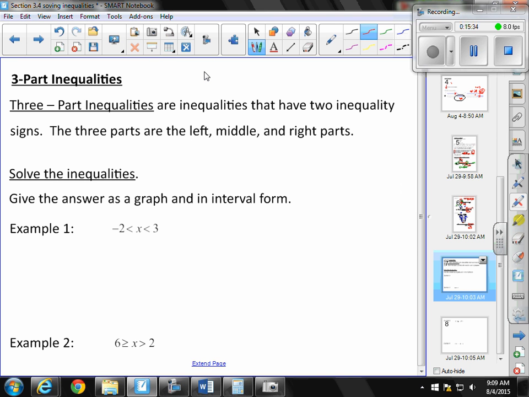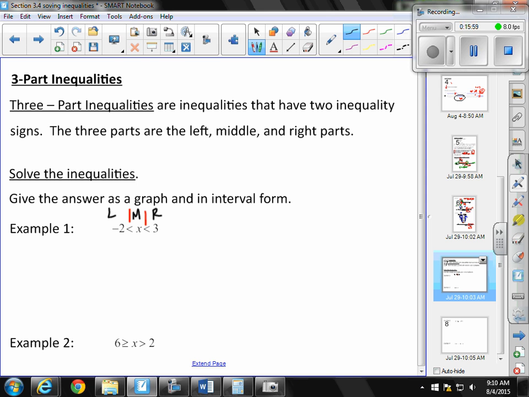The next thing we're going to talk about are three-part inequalities. Three-part inequalities have two inequality signs. So if we look at example number 1, you have two inequality signs here. You have the stuff on the left, the stuff in the middle, and the stuff on the right of those inequality signs. So that's where we get the three parts from, the left, the middle, and the right.